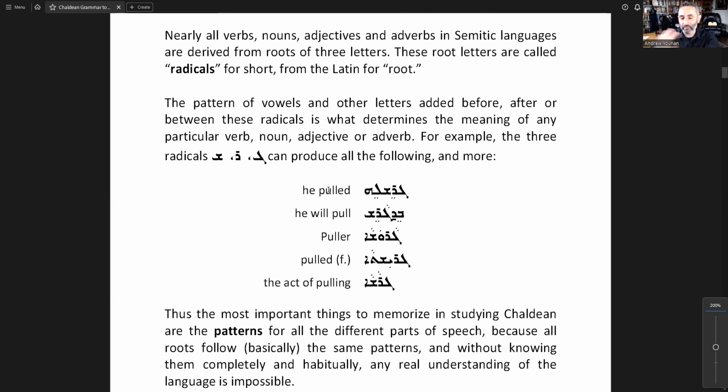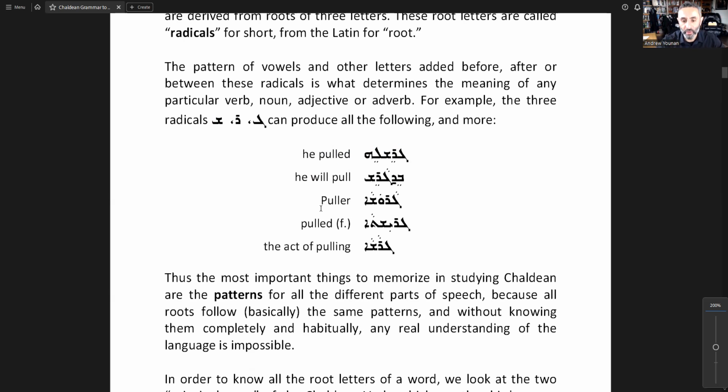You don't have to learn this. I'm not giving you this to memorize. I'm just giving you examples of what you can do with these root letters. If you say bid garish, now you have the root letters at the end and this thing at the beginning, bid. This is he will pull in the future tense, but it's the same root. If you say garosha, this is a noun. This is somebody who pulls.